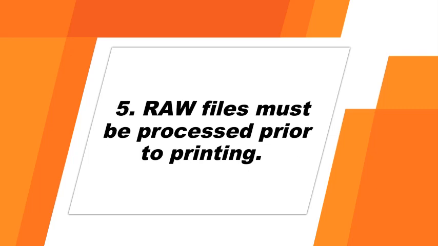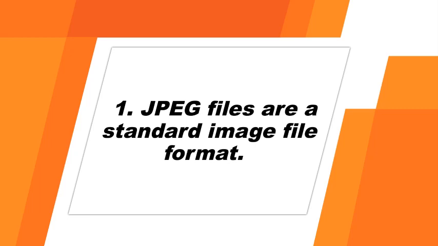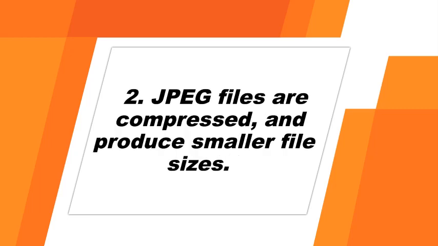And finally, RAW files appear flatter with less color and contrast and must be processed on the computer before they're printed. JPEG files, however, are very different from RAW files. JPEG files are a standard image file format that can be read by any image software. They are compressed, which means that not all of the image data is actually saved. Because they're compressed, JPEGs are much smaller in file size.